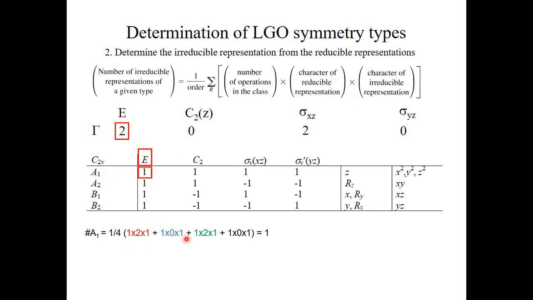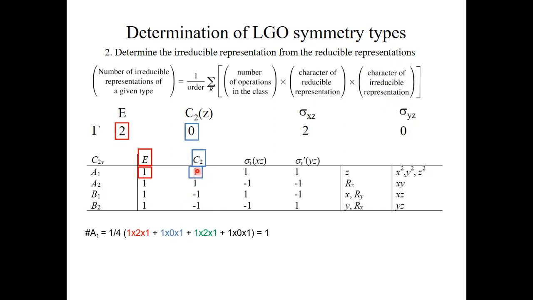Now what about the second product? So the number of C2 operations, the number of operations in the class, is 1. We have only 1 C2 operation to consider. That's the C2. So times, that's 0 here. That's the character of the reducible representation. Times, well, the character of the irreducible representation, and that's now this character here. This is 1.